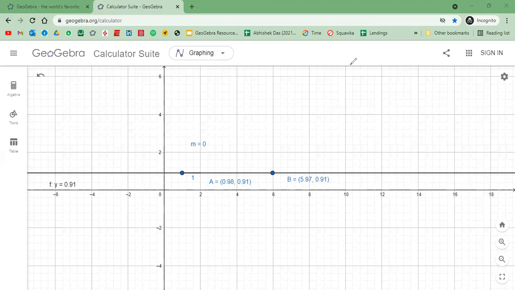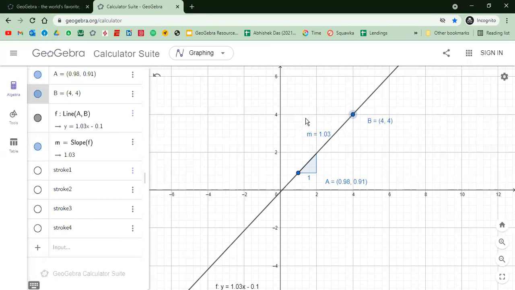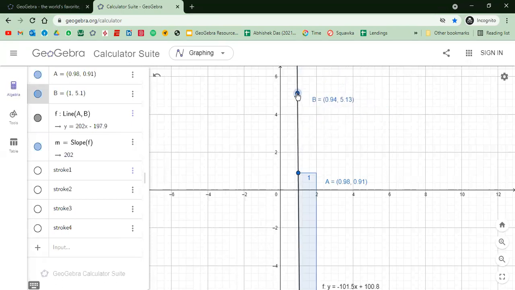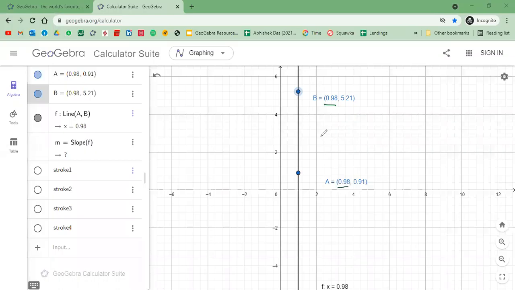Now, what happens when we bring this line parallel to the y-axis? Why do we get "not defined" as the answer? This is a line which is parallel to the y-axis. How do we know it's parallel? Because its x coordinates are the same. If you notice, the x coordinates are 0.98 for both the cases. The x coordinate is like the horizontal distance from the y-axis, right? And this distance is always equal.